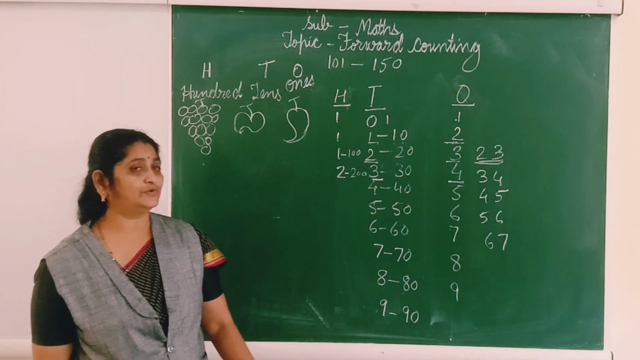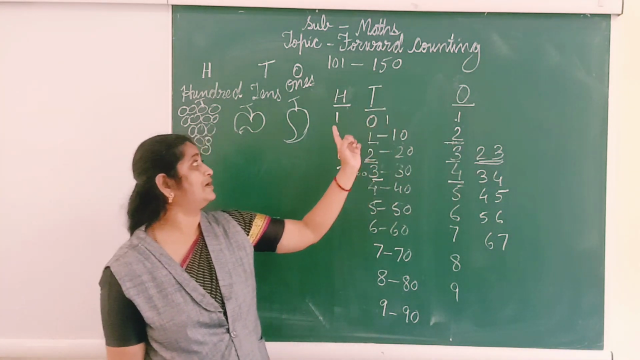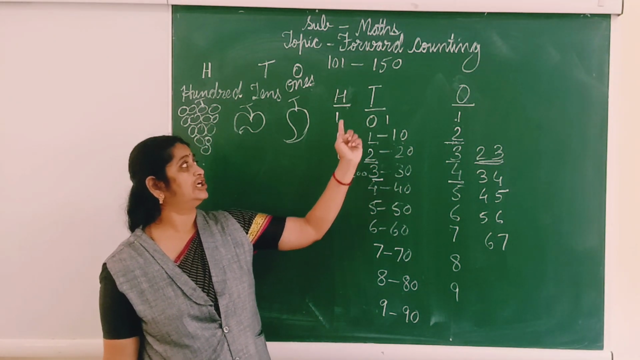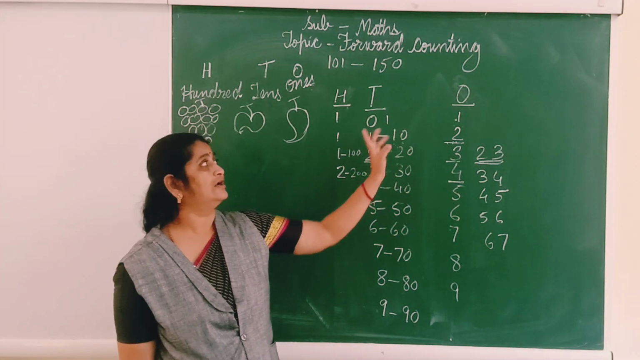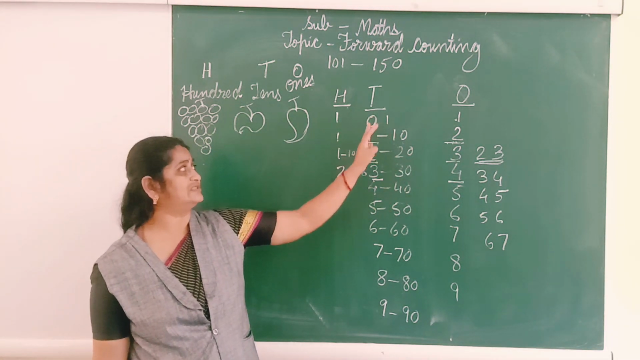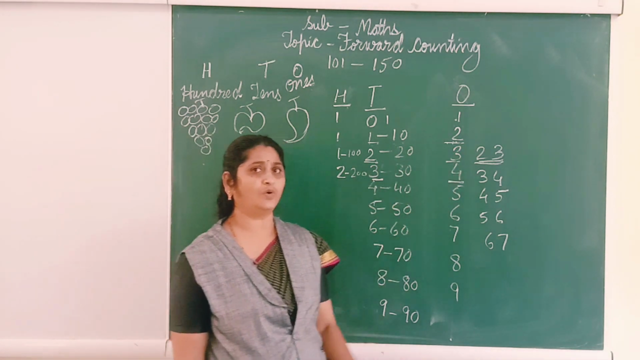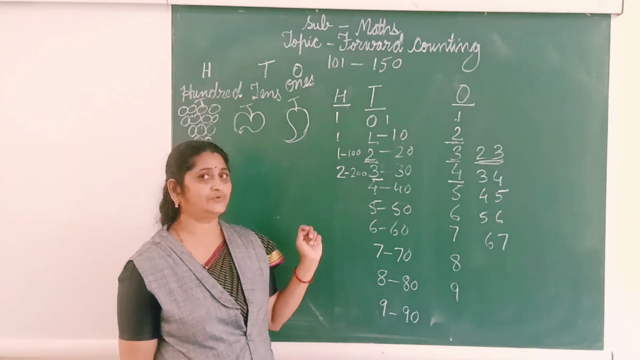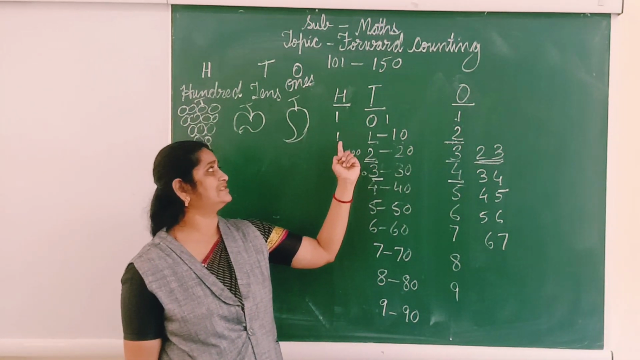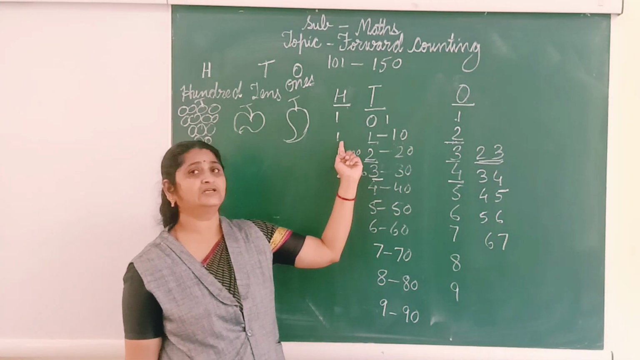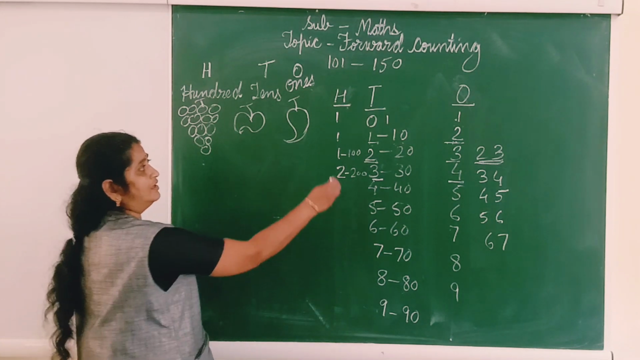Now what we have to do is read these three numbers coming under H, T and O. Till now we have read only two-digit numbers, the numbers coming under T and under O. Now we are going to read all the three numbers coming under H, T and O. So how will we read this number?